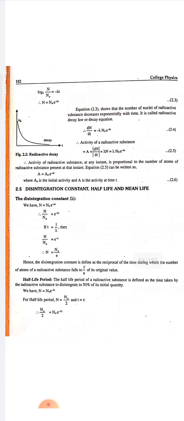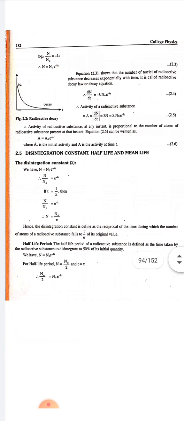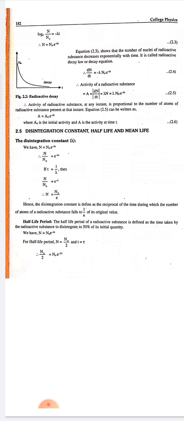Now the disintegration constant, half-life and mean life that we have seen already. N is equal to N0 e raised to minus lambda t. N by N0 is equal to e raised to minus lambda t. If t is equal to 1 upon lambda, then N upon N0 is equal to e raised to minus 1. Therefore, N is equal to N0 by e. Hence, the disintegration constant is defined as the reciprocal of the time during which the number of atoms of the radioactive substance falls to 1 upon e of its original value. This is the definition of the disintegration constant.